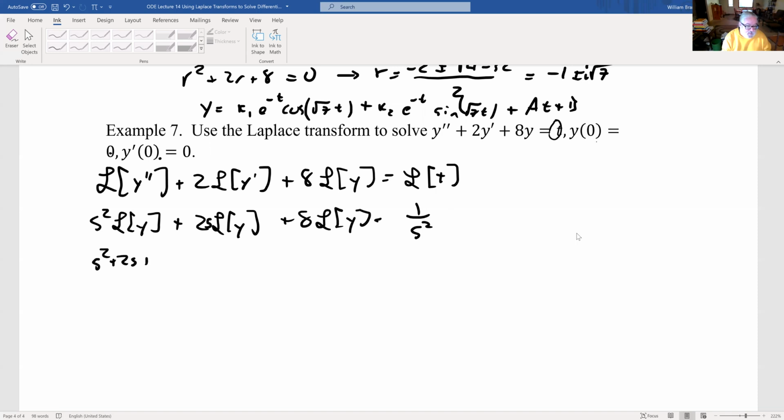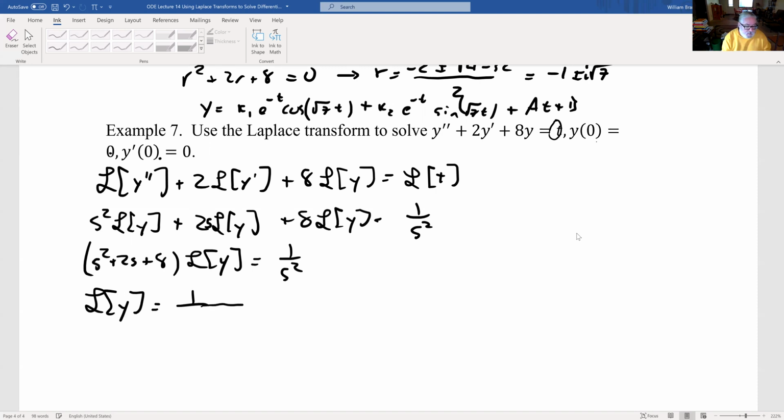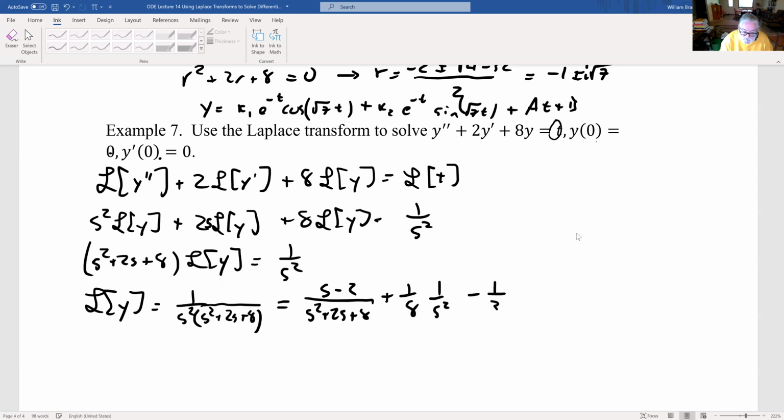Keep forgetting the s there. And if you do your partial fractions decomposition on that, this becomes (s minus 2) over (s squared plus 2s plus 8), plus 1 over 8 s squared minus 1 over 32 s.